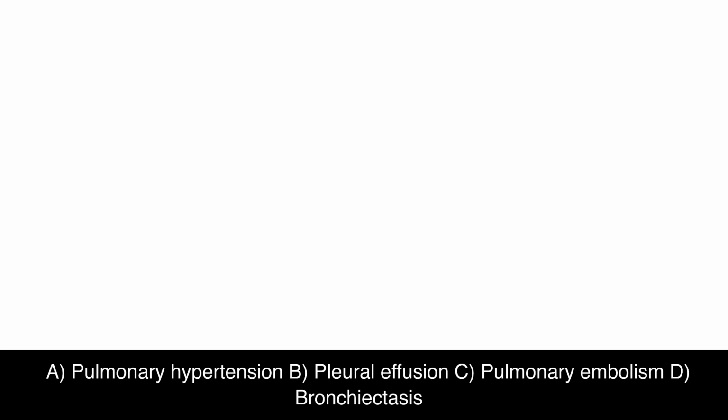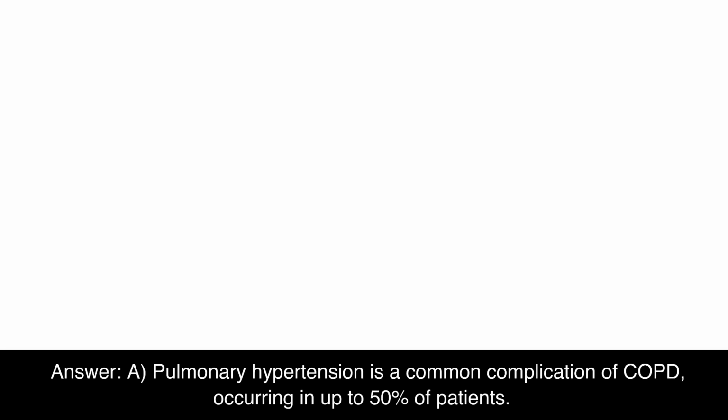Question 14. Which of the following is a common complication of COPD? A. Pulmonary hypertension. B. Pleural effusion. C. Pulmonary embolism. D. Bronchiectasis. Answer. A. Pulmonary hypertension is a common complication of COPD, occurring in up to 50% of patients.